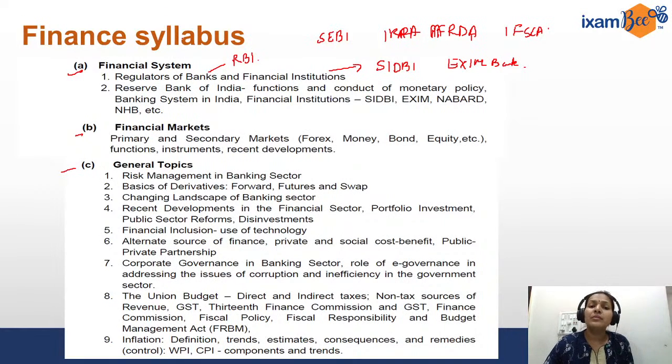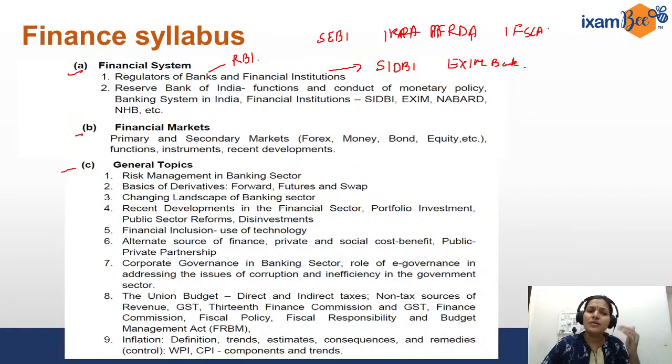So knowing them, basically, what it means is you know when they started, who is heading them, what is their major objective, and whether there is any particular instrument or term associated with them. That is your financial system.